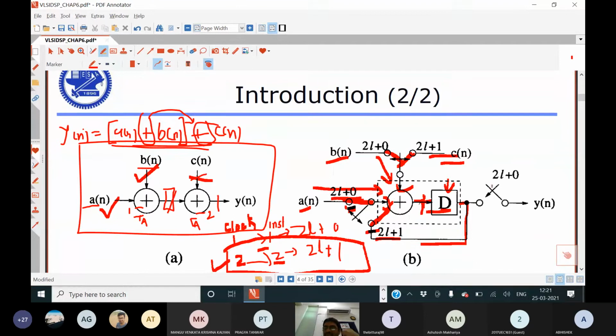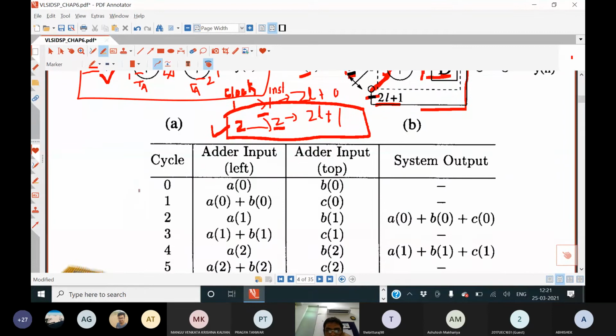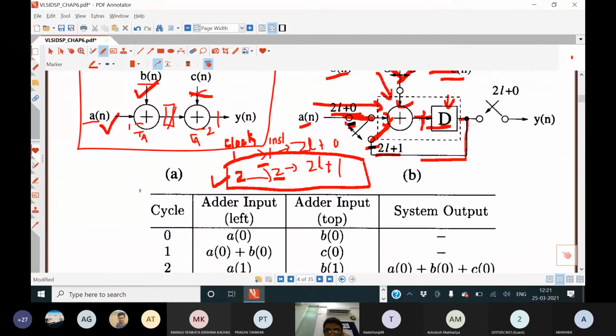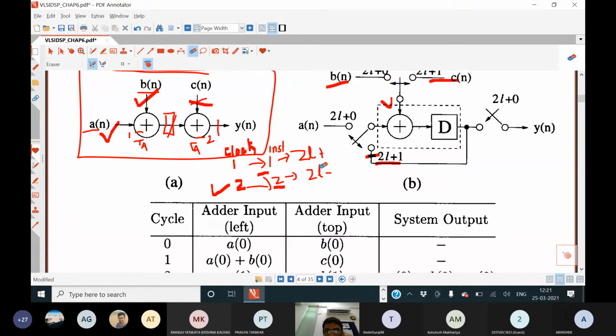So when the next time 2L plus 0 comes, what will be the sequence? The sequence will be like this. See, for the first clock cycle for this particular circuit. Now again I am just removing it, oh sorry. Okay, now for 2L plus 0 and for 2L plus 1.